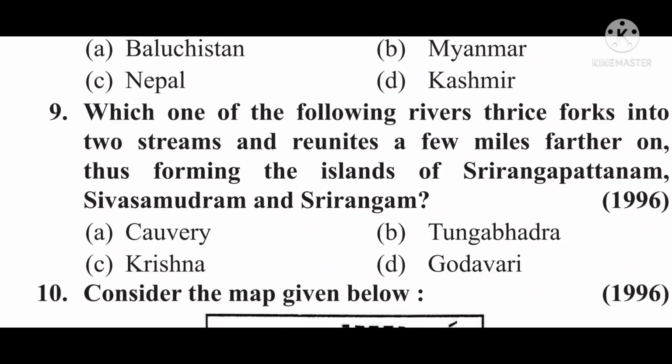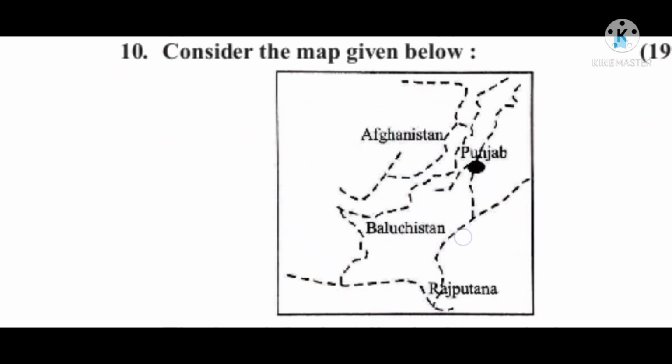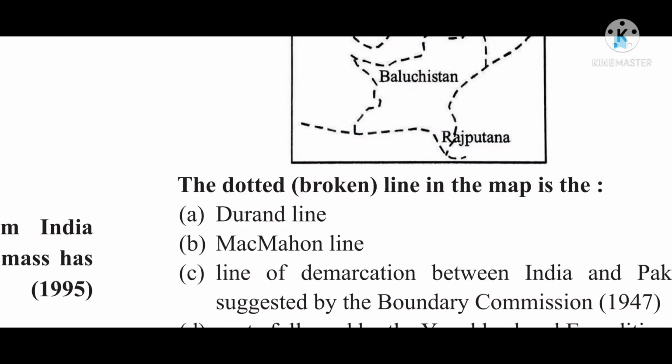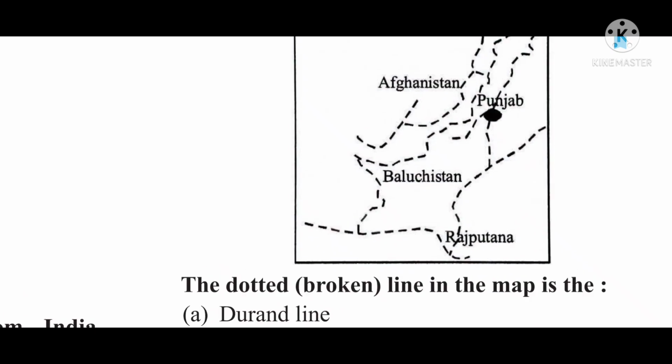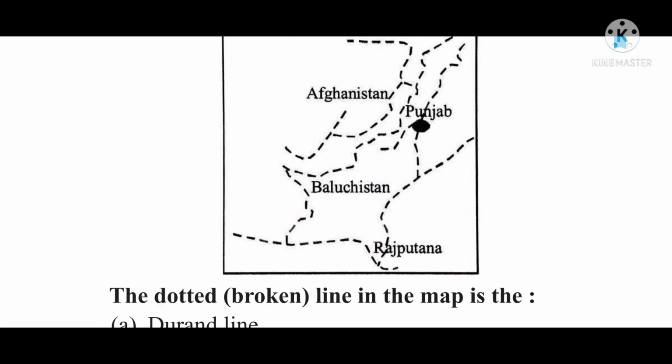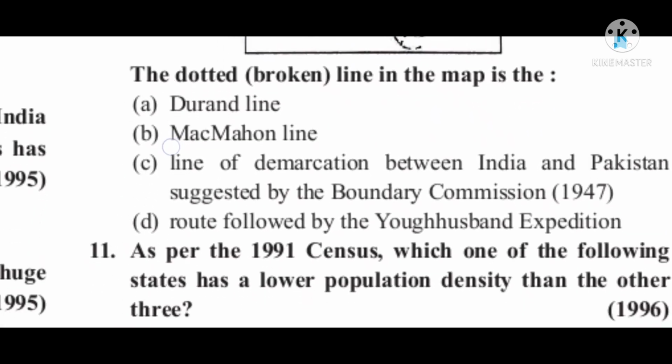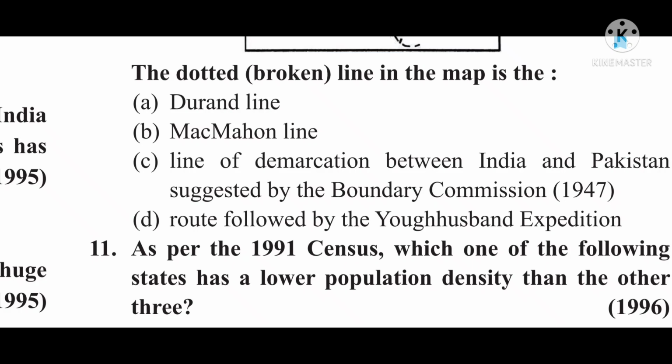So the answer of this question will be option number A, Kaveri River. Next question. Consider the map given below. The dotted line in the map is the... There are two countries in the map, Afghanistan and Pakistan, and the dotted line near Punjab is showing the border between Pakistan and Afghanistan, which is called the Durand Line. The length of the Durand Line is 2640 km. So the answer will be option number A.